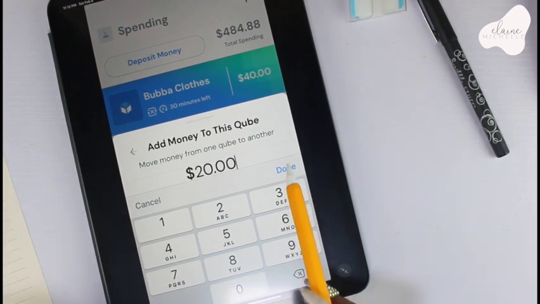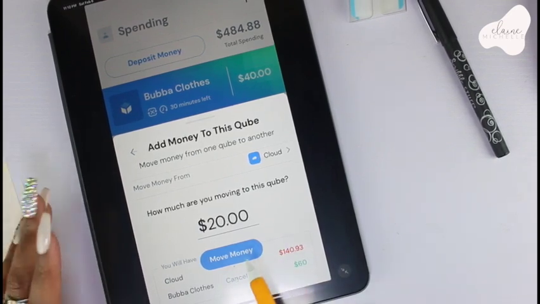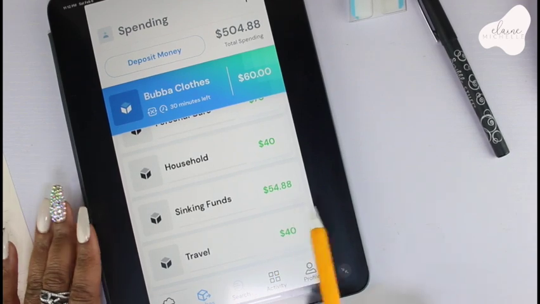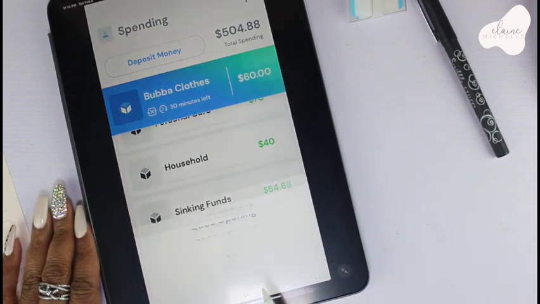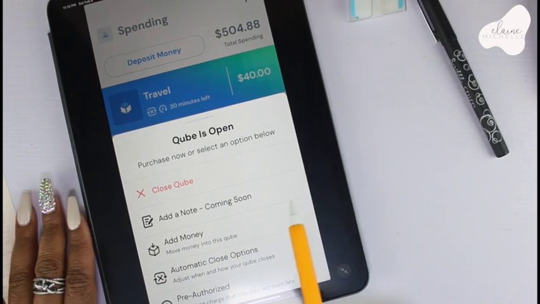$20. And the funny thing is, I actually just had to buy him some clothes. So yeah, that's a whole thing. We had some vouchers though, so thank God for vouchers. All right, and then we're moving $20 into the travel category.